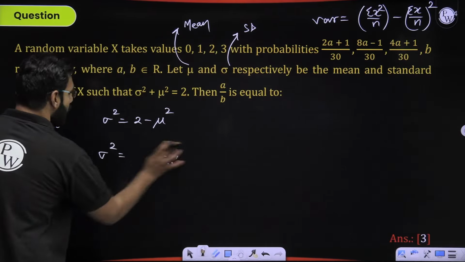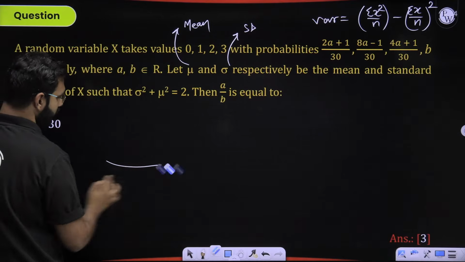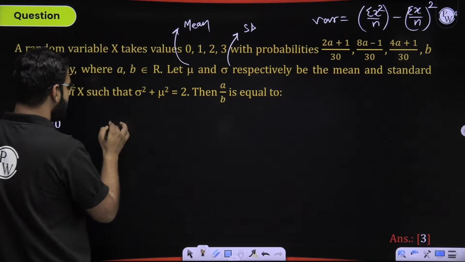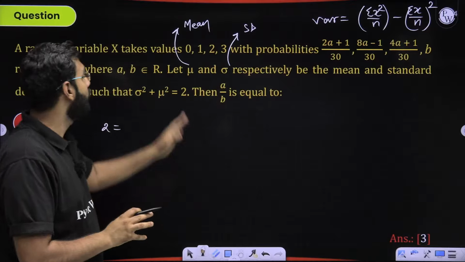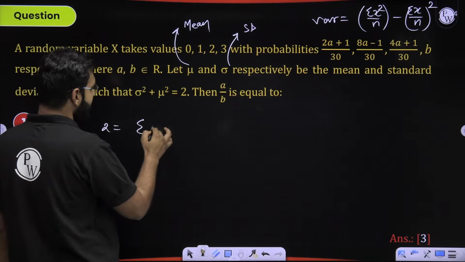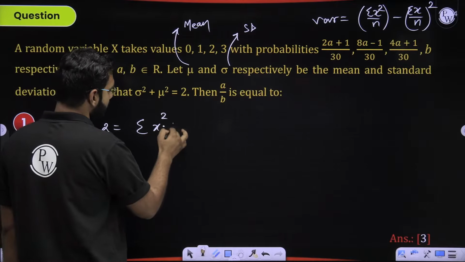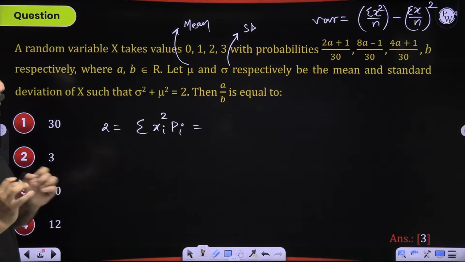So from here, all I'll say is that instead of using this entire expression, can I not simply treat this 2 as summation x square by n? I hope you're understanding it. But for this probability distribution, it will be summation xi square pi. Any confusions on that? Now what is summation xi square pi? I hope you understand that.